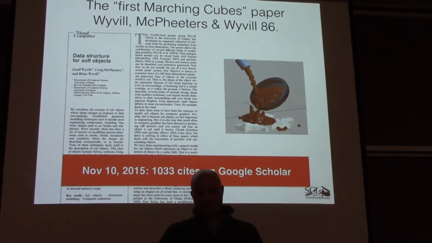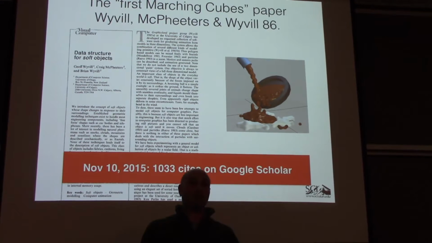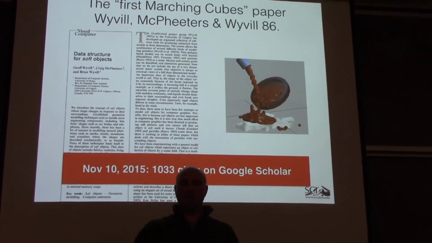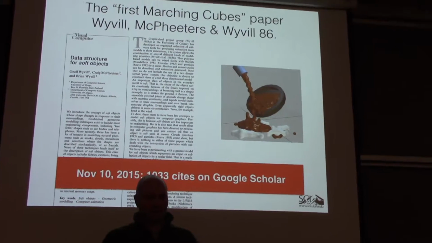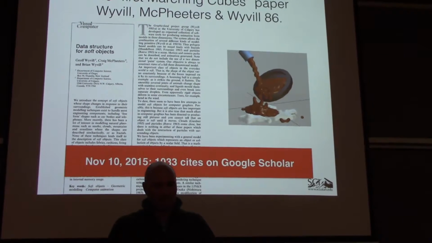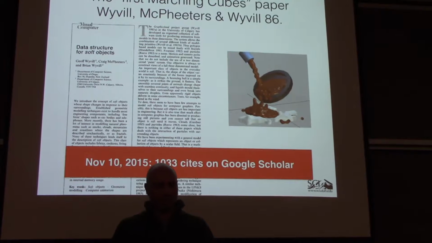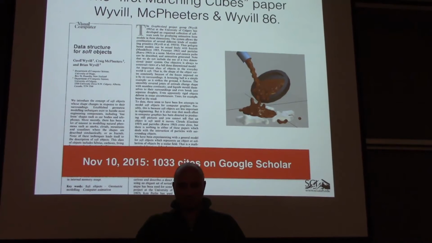I should mention actually the paper that preceded the Lorensen and Cline 1987 Marching Cubes paper, and this is the Wyvill, McPheeters, and Wyvill Blobbies paper, Data Structure for Soft Objects.